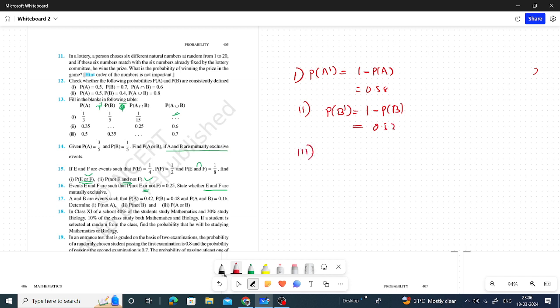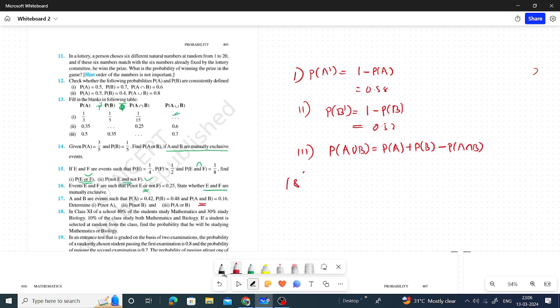Okay. Probability of A or B means A union B. Use the formula probability of A plus probability of B minus probability of A intersection B. A intersection B is also given. A and B, that is A intersection B. So all these quantities are readily available there. You substitute and find the value.